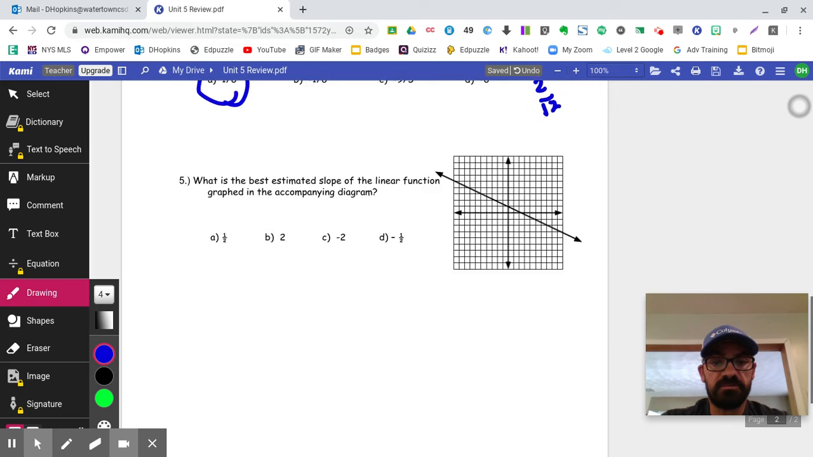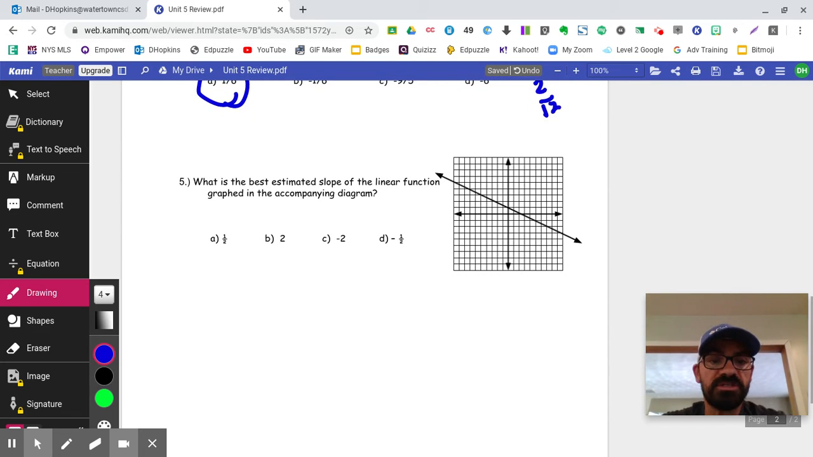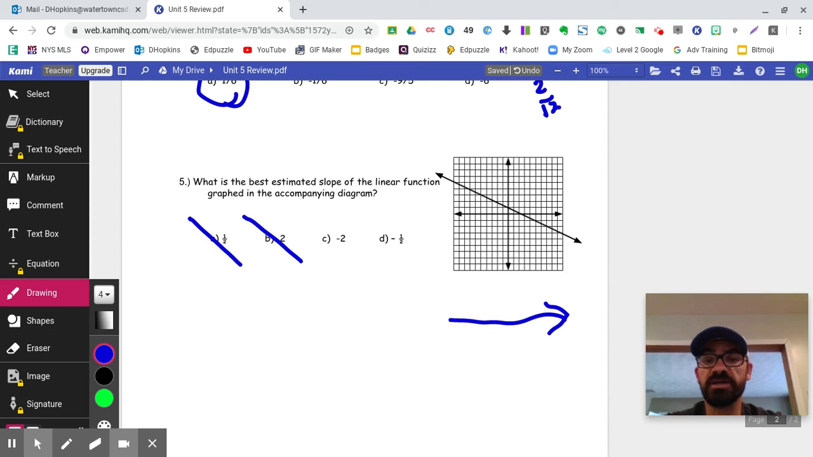And lastly, number 5. What is the best estimated slope for the linear function graphed in the accompanying diagram? Well, first of all, as I read this graph from left to right, going this way, it's going down. That tells me it's negative. So it cannot be choice A and it cannot be choice B because those are positive slopes. So it's either -2 or -1.